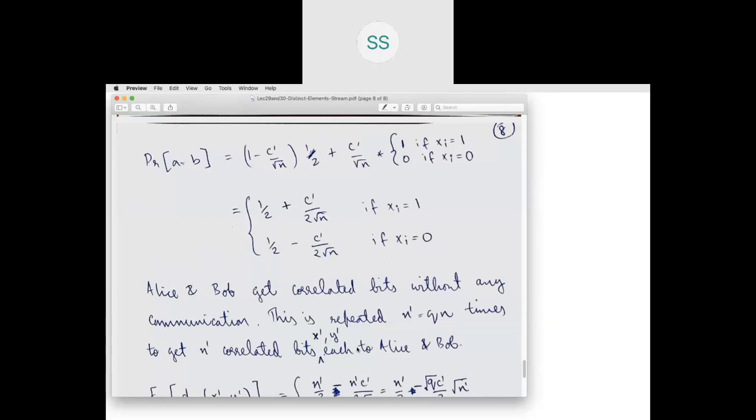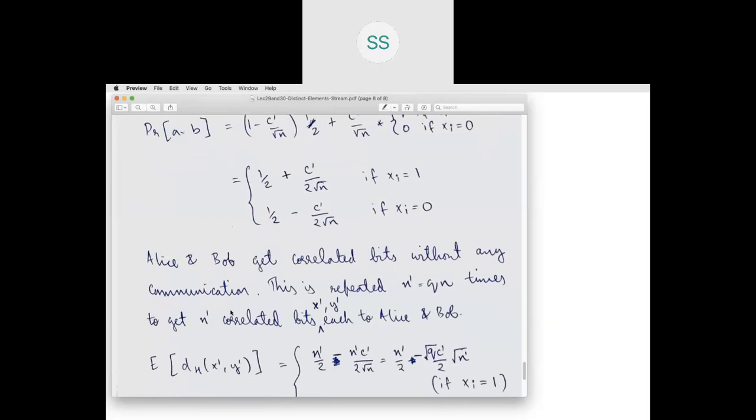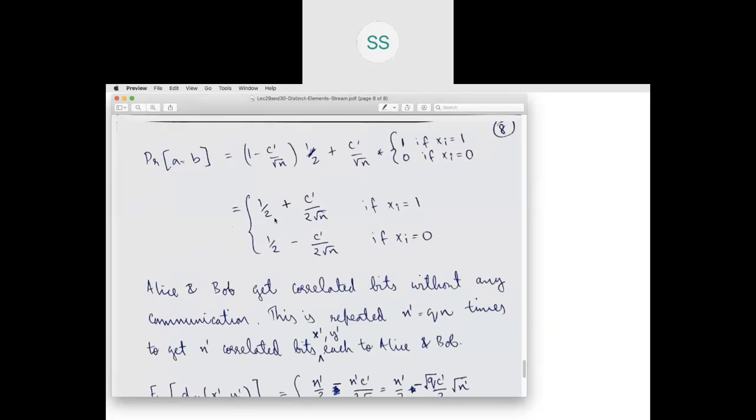So each bit of Alice is picked according to the process that we described, and each bit of Bob is also picked according to the process that we described. So for any index i in Alice's input and Bob's input, x prime and y prime, they are correlated positively if xi is 1 and negatively if xi equals 0.